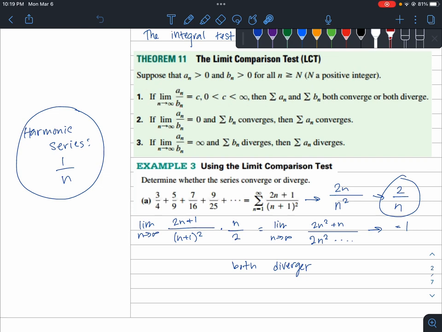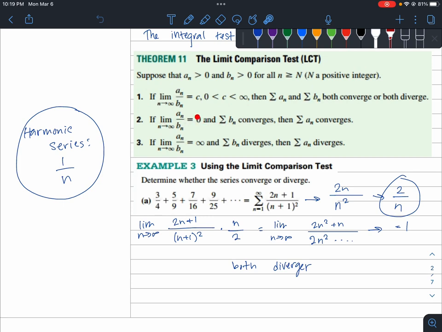And if you know b sub n, you should know if it converges or diverges. That's another thing you should know. And if you apply the limit as n approaches infinity of the ratio of the two series, if it's equal to something between 0 and infinity, then a sub n and b sub n both converge or diverge, depending on what you know about b sub n. And here are the other ones.